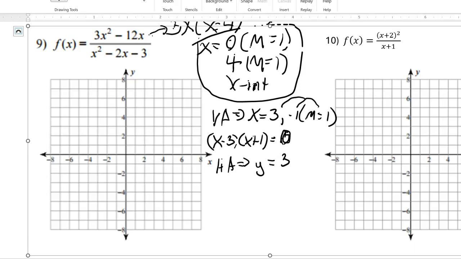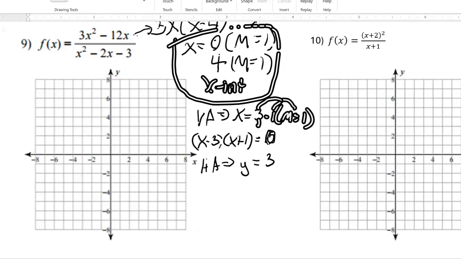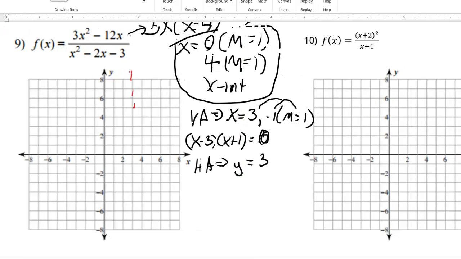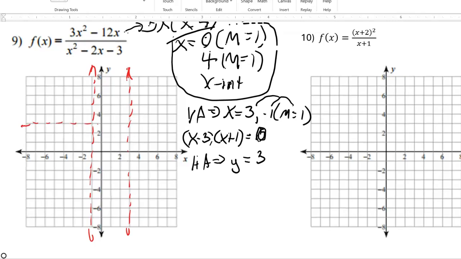I'm going to try to do them in different colors here so we can kind of see what's happening. But my vertical asymptotes are a good place to start. So x equals 3. We also had x equals negative 1. We have a horizontal asymptote at y equals 3. Okay. And now we're going to go ahead and put in our x-intercepts. So we had 0 and 4, so (0, 0) and (4, 0). The y-intercept's also 0, so we don't have to do that.